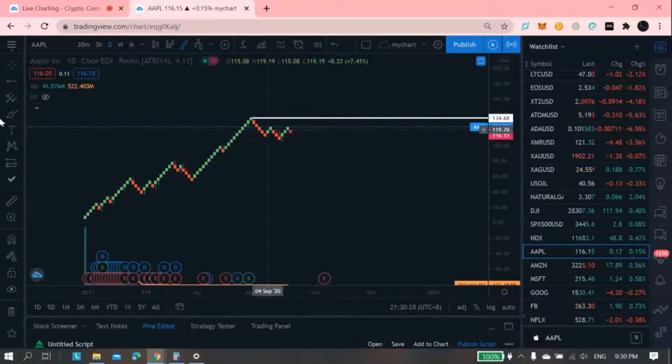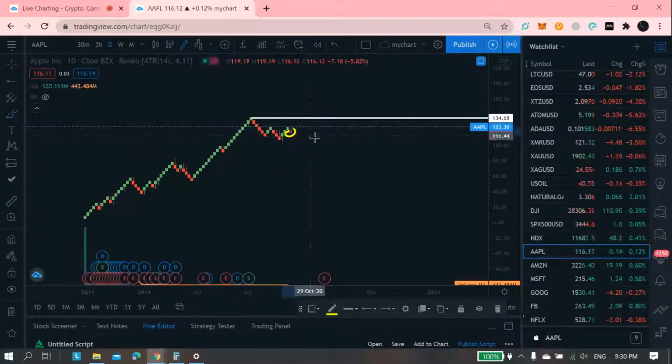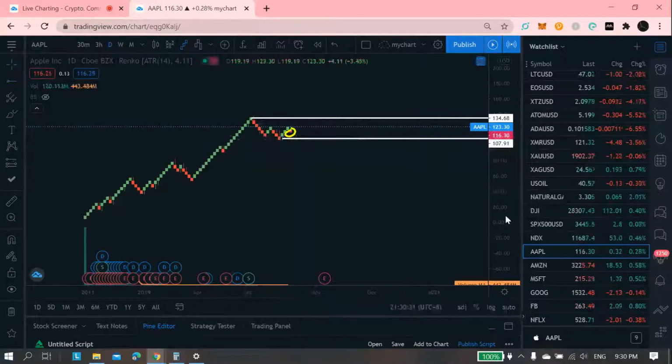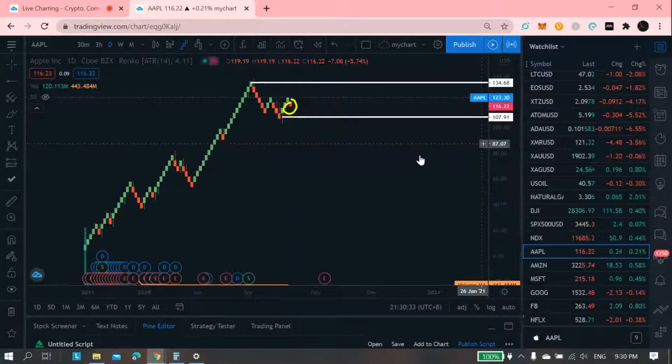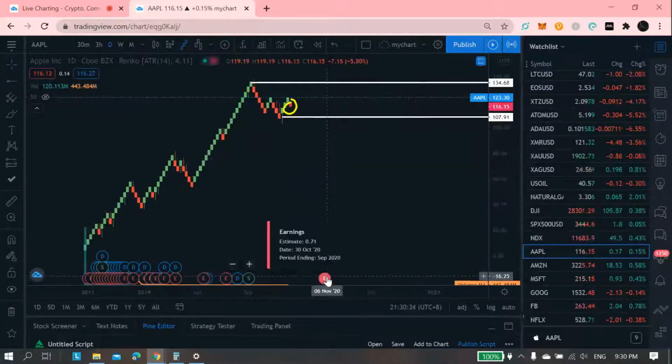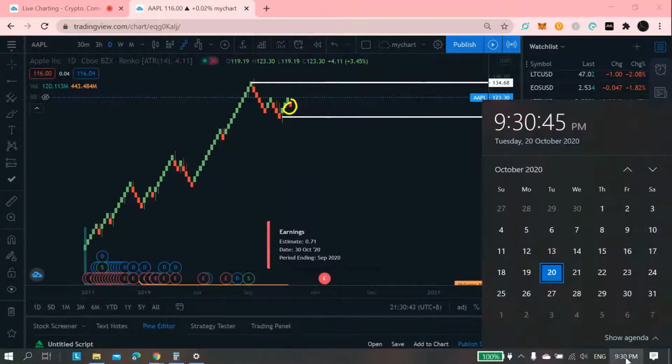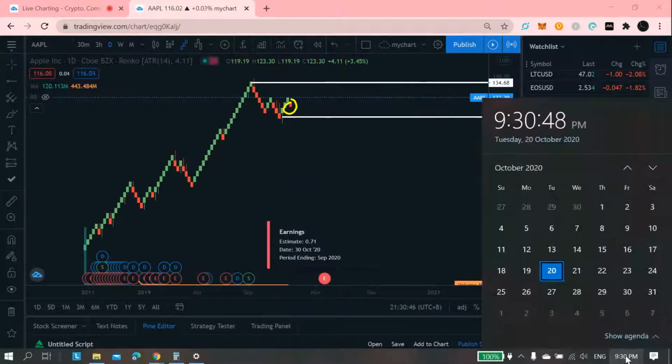Now it's actually creating a bearish Renko chart. So the possible support I'm looking at is this area, around the 107 area. The possible catalyst is, of course, the earnings, which are due October 30. So a few days from now, actually. About 10 days from now.